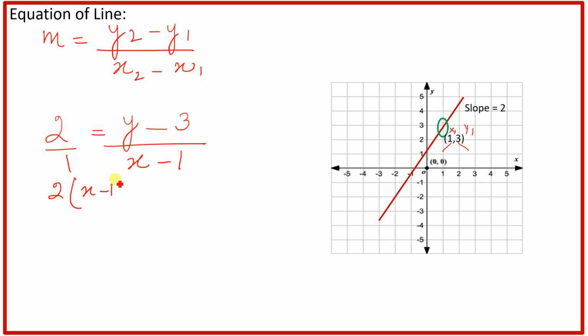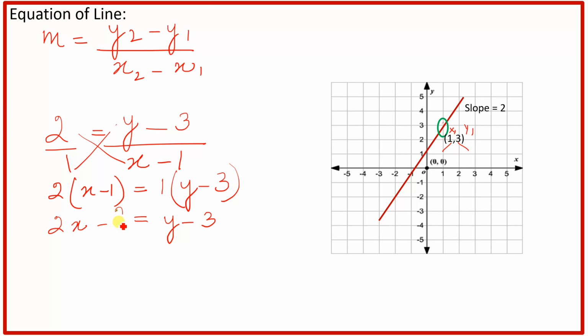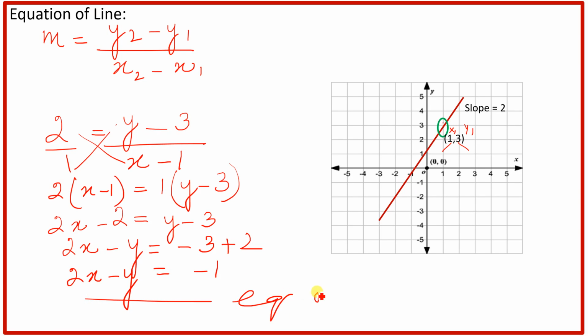2 multiply by x, this cross means this and this, and is equal to, okay, if you want you can write down 1, but it does not make any difference. Y minus 3 will remain the same. It will be 2x minus 2. So see, 2x, just take this negative y to the other side, and negative 3 positive, which is equal to negative 1. So 2x negative y, and this is the equation of line.